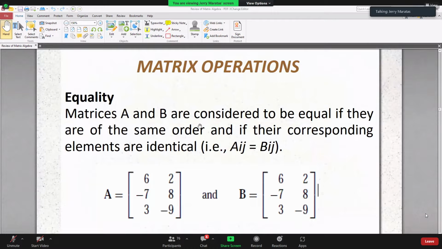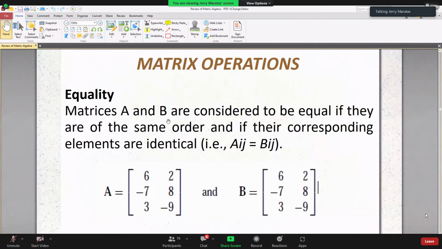Now let's proceed to matrix operations. There are also 3 or 4 matrix operations, just like algebra. So we have matrix addition and subtraction, matrix multiplication, and instead of matrix division, it's matrix inversion. So that's the difference. Now let's start with equality.